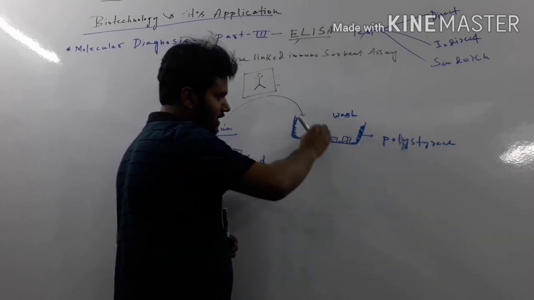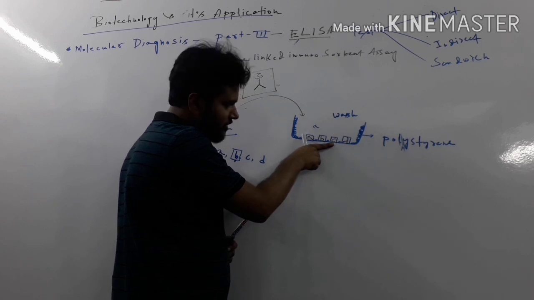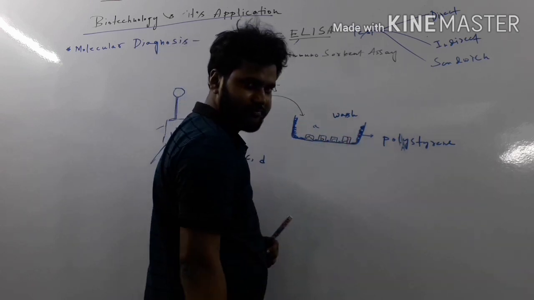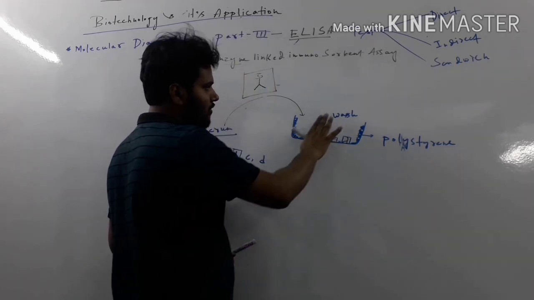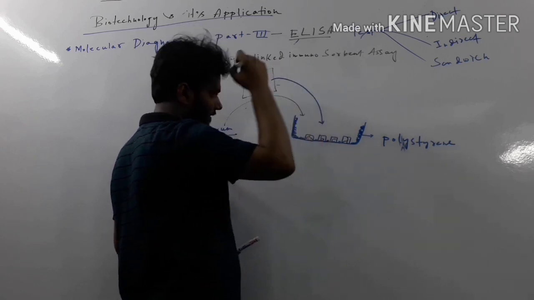So first we have given the antigens. They have stuck to the surface. Then we will add some blocking agents. Then we will wash it out. After washing it, what will we do? We will give this reagent back.